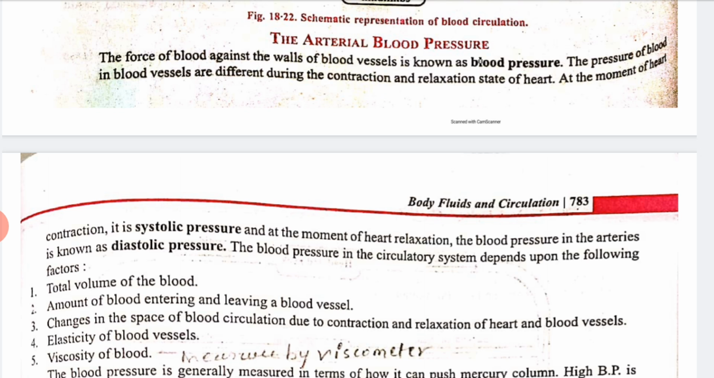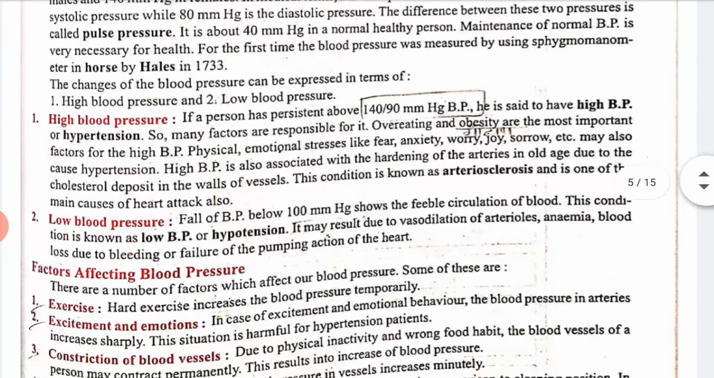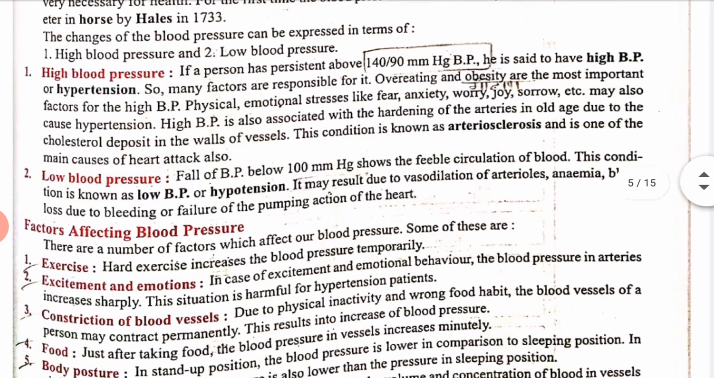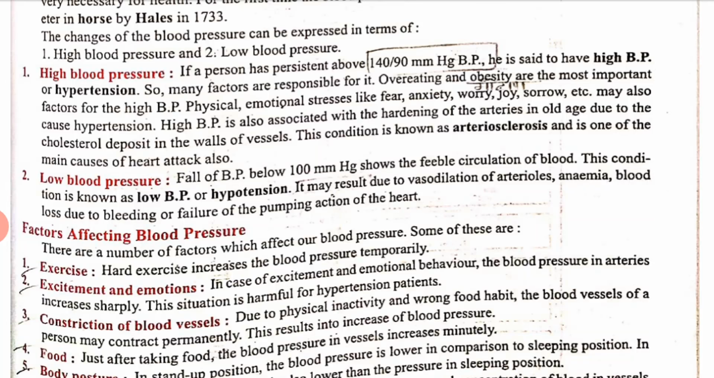So the maximum normal blood pressure should not exceed 150 Hg in adult males, and 140 Hg in females. Clear? Now let's see what is high blood pressure. Which pressure is known as the high blood pressure?